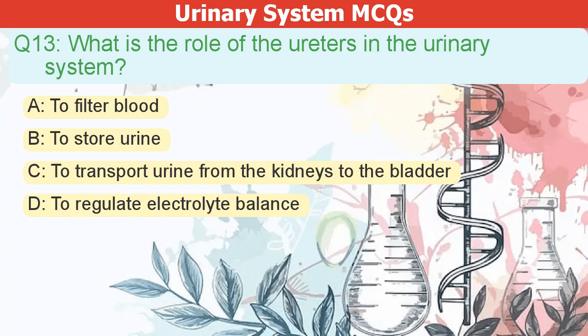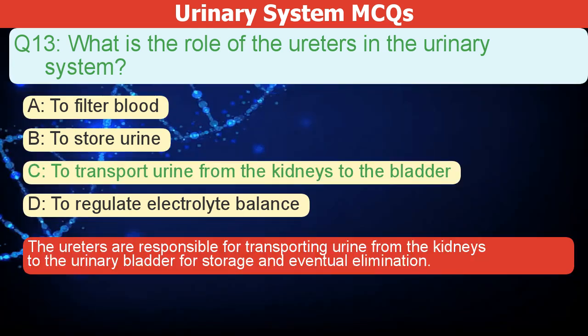What is the role of the ureters in the urinary system? A. To filter blood. B. To store urine. C. To transport urine from the kidneys to the bladder. D. To regulate electrolyte balance. The correct answer is C. The ureters are responsible for transporting urine from the kidneys to the urinary bladder for storage and eventual elimination.